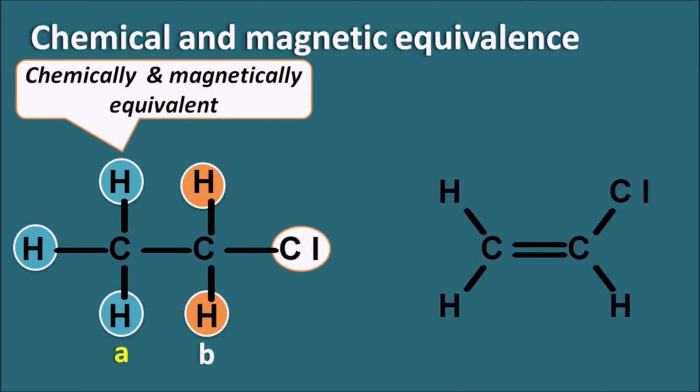This is an alkene. Now in this alkene we can observe this one type of proton and this another type of proton, because the first type of proton is attached to the CH but the second type of proton is attached to the CCl.